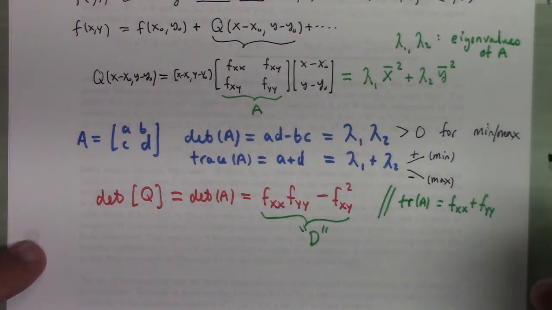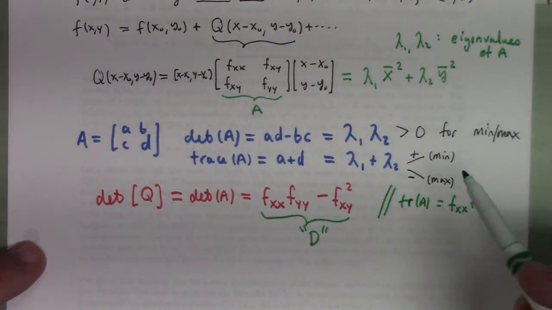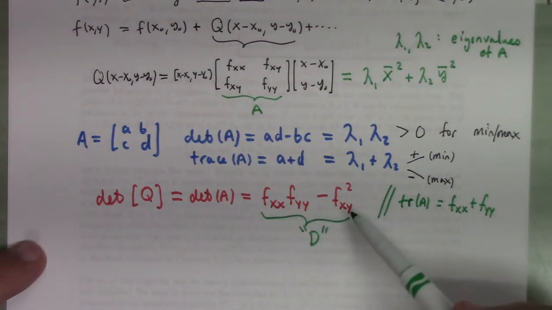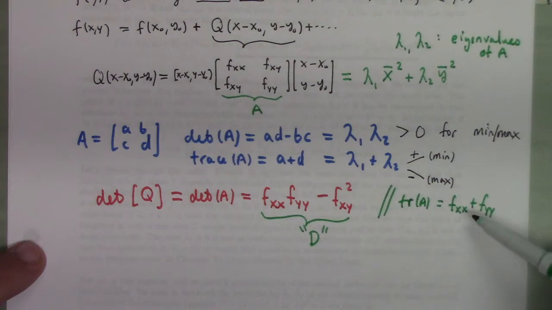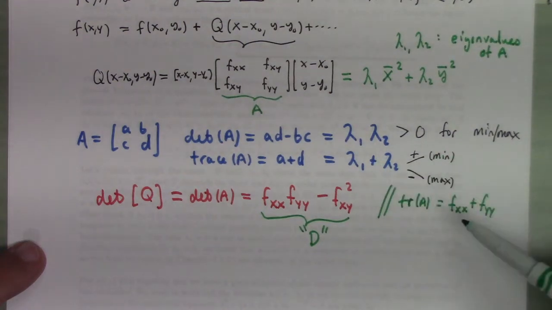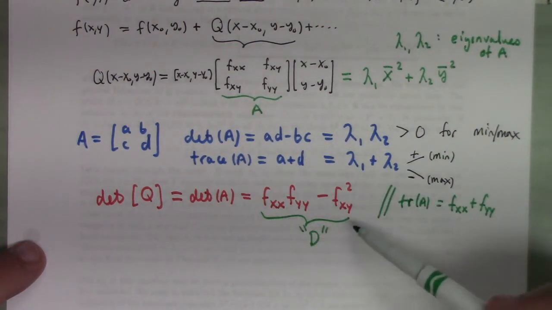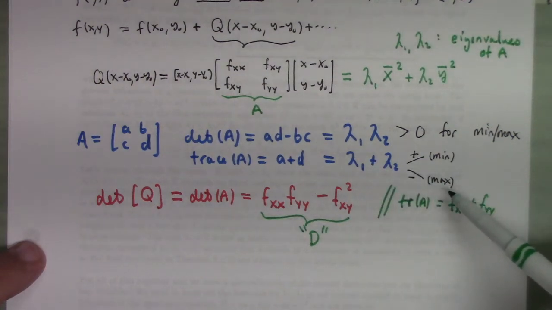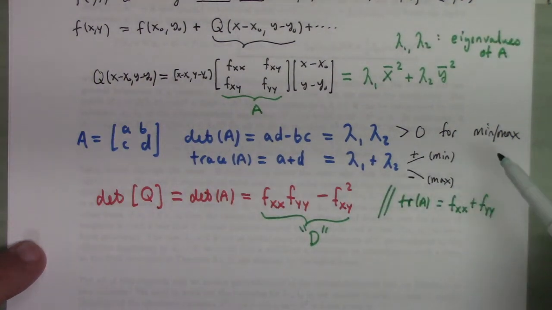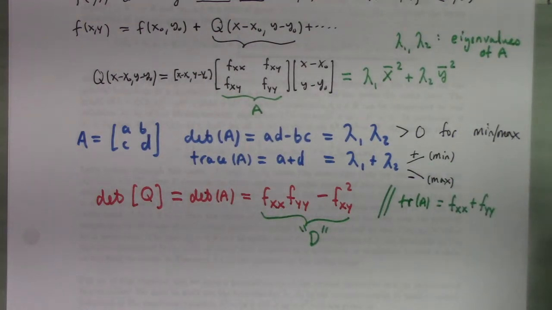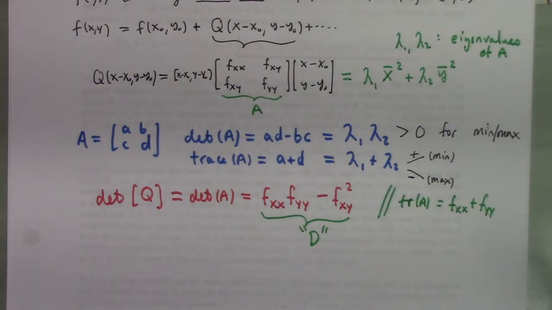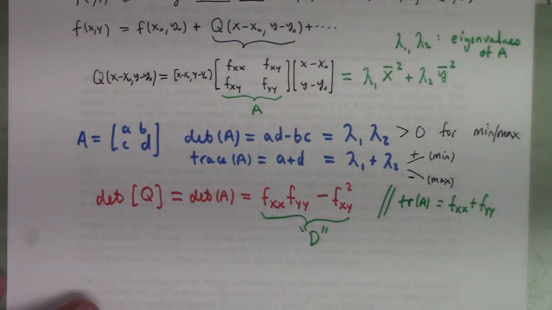So anyway, this big D, if we check big D at a critical point, if it's positive, and if fxx is positive, it's going to be a local minimum. If big D is positive and fxx is negative, then it's going to be a local maximum. And if big D is less than 0, then it's neither a local max nor a local min.